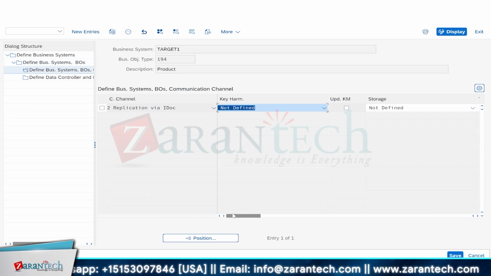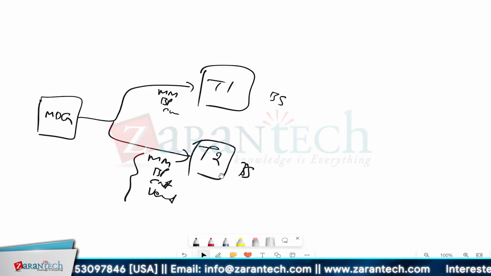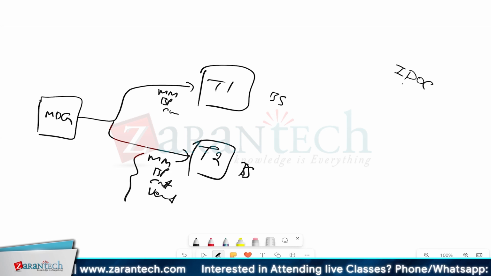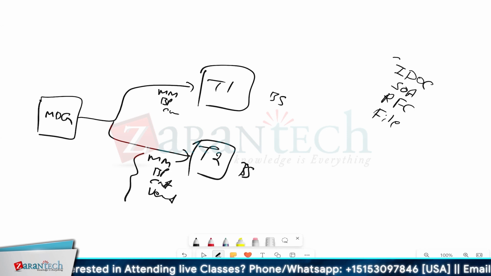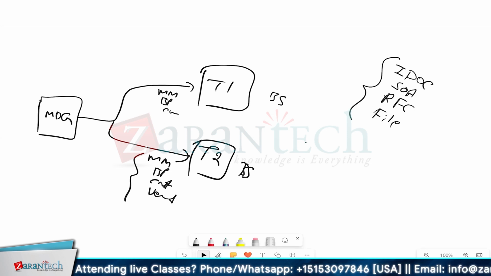Okay. So here, for the data that can be replicated from MDG to these systems, SAP provides four ways, four techniques in the backend we can use to transfer the data from one system to another. From the MDG point of view, one technique is the IDOC technique. The other one is SOA, via SOA. The other one is RFC. Another one is file-based. So these are the four techniques that we use in general to replicate the data from MDG to target systems, or from the source system to MDG. Okay. So these are the techniques.